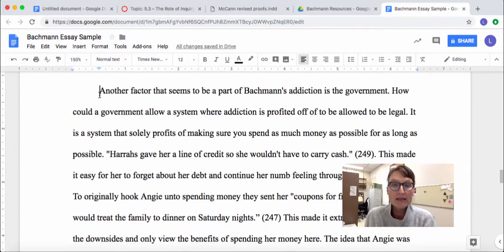That's my guess. It has some good ideas, but they're just not fully developed. And so, let's take a look. So they start off with: another factor that seems to be a part of Bachman's addiction is the government.